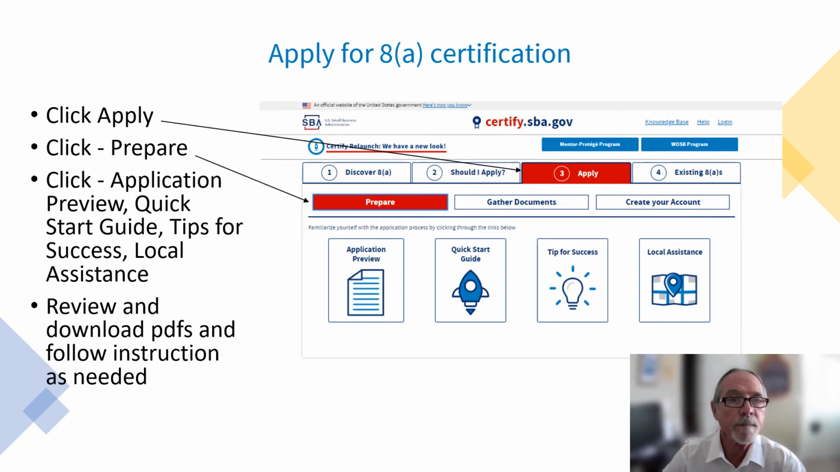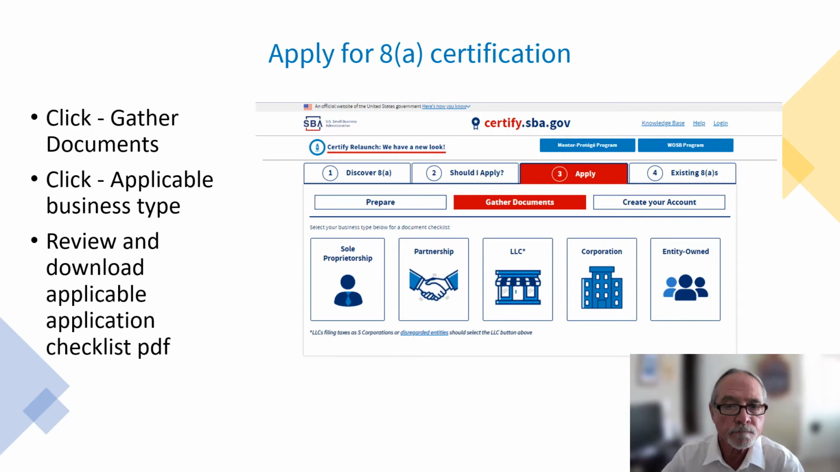Click Prepare. Review each of the documents below to include application preview, quick start guide, tips for success, and local assistance. Each of these documents will allow you to download a PDF outlining all the requirements of the application. Next, click on Gather Documents, and then click on the Business Type that is applicable to your business. Each business type link provides a PDF outlining specific business type checklists.